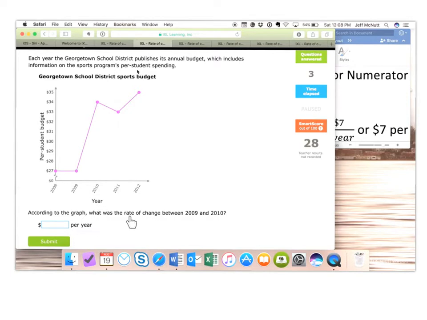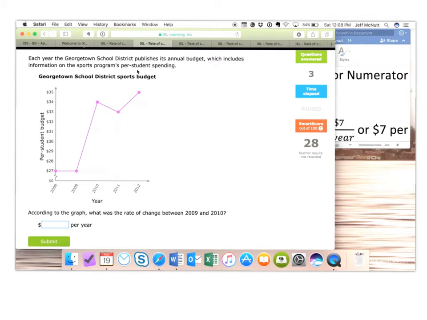So if we're looking for the rate of change, we're really asking what's the difference? Remember, difference has to do with subtraction. What's the difference between money here and money there? So remember how I talked about unit rates, rates of change. We're going to use ratios. So we're going to do some fractions.